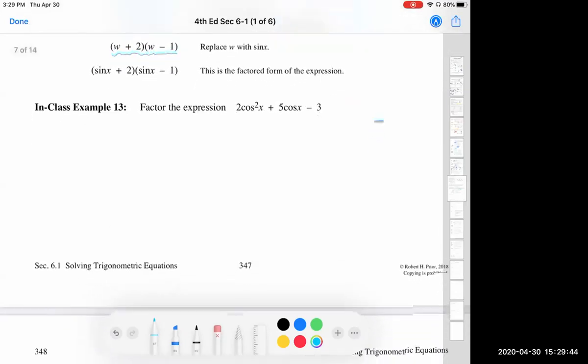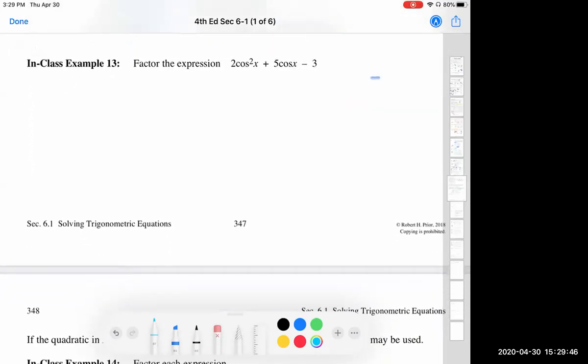So let's do in-class example 13. We're being asked to just factor the expression. All right, we're going to begin and say, let w equal cosine. We're dealing with cosine, we'll write it cosine of x. So that we have 2 cosine squared would be 2w squared plus 5w minus 3.